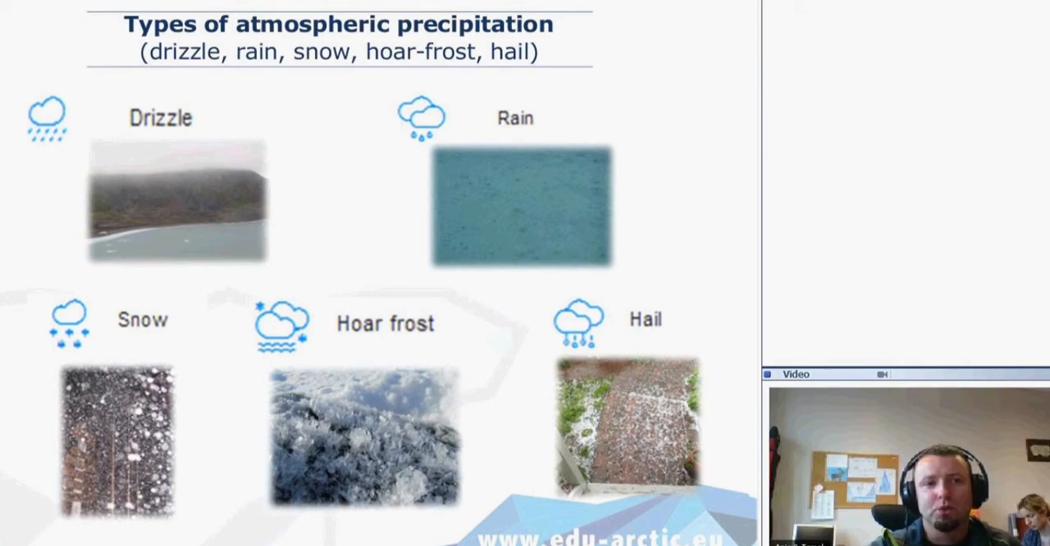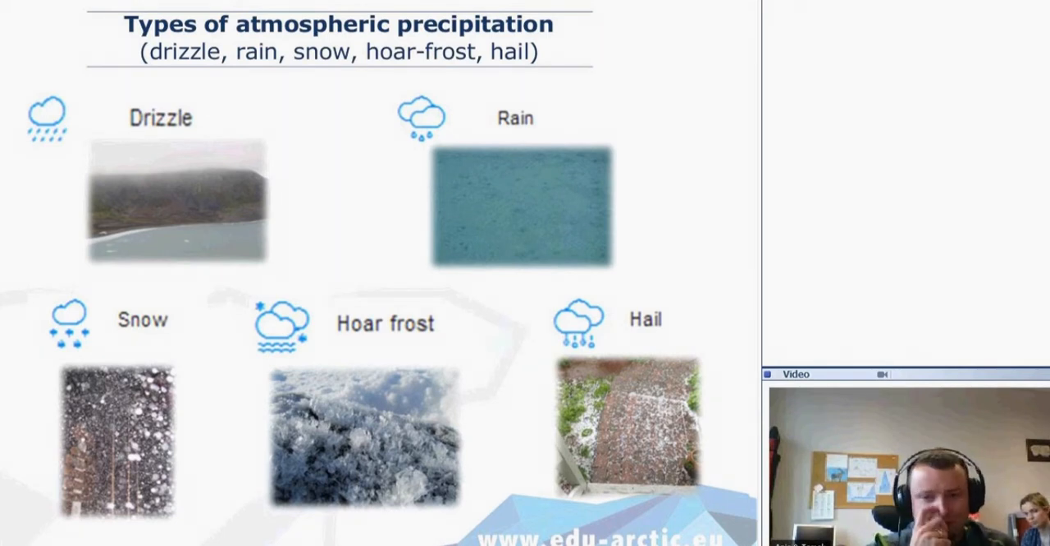Then we choose the type of atmospheric precipitation. We have different types of precipitation. First, you can report drizzle, so the fairly uniform precipitation composed exclusively of very small droplets, less than 0.5 millimeters. Then you can report rain, so bigger drops, snow, easy to distinguish.